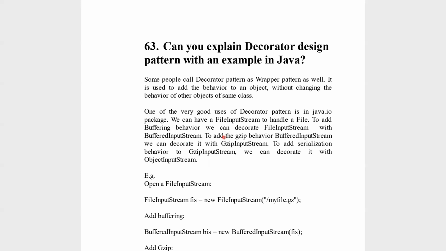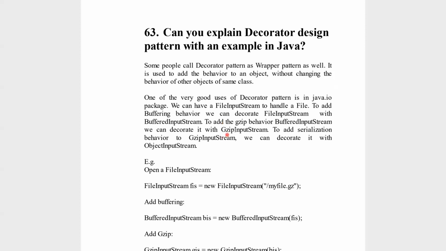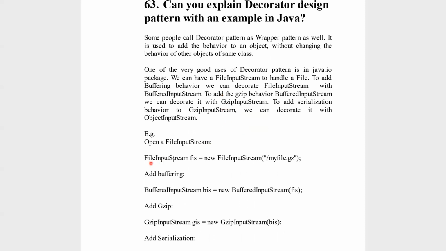One of the very good uses of decorator pattern is the Java IO package, right? Basically, we have a FileInputStream to handle a file. To add the buffering behavior, we can use BufferedInputStream. To add the gzip behavior, we have a GZIPInputStream. And to add the serialization behavior, if you want to do it, we can decorate it with ObjectInputStream.